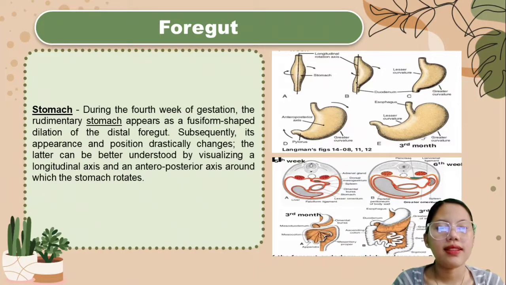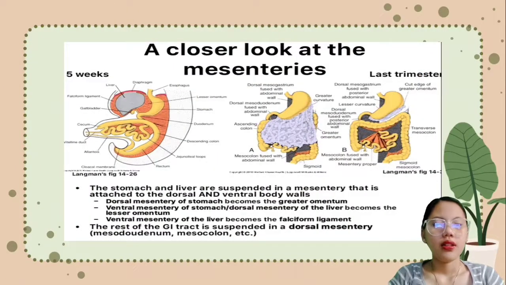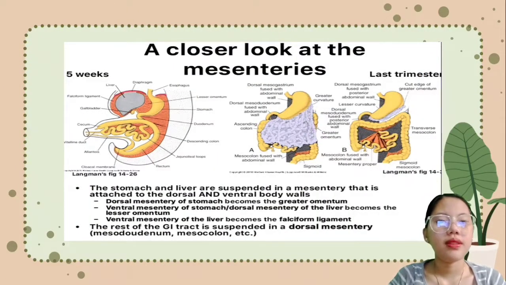So the stomach rotates 90 degrees clockwise around its longitudinal axis, causing its left side to face anteriorly and its right side to face posteriorly. Hence, the left vagus nerve, initially innervating the left side of the stomach, now innervates the anterior wall. Similarly, the right nerve innervates the posterior wall. During this rotation, the original posterior wall of the stomach grows faster than the anterior portion, forming the greater and the lesser curvature. So we have here a closer look at the mesenteries.